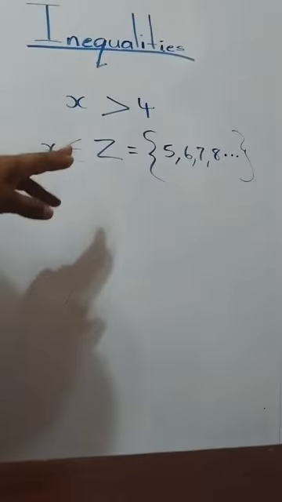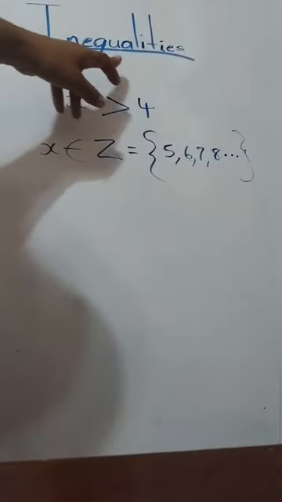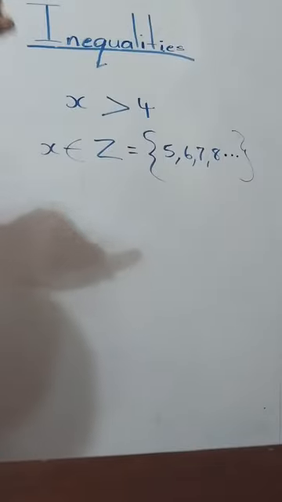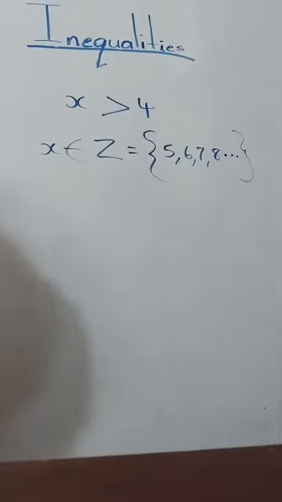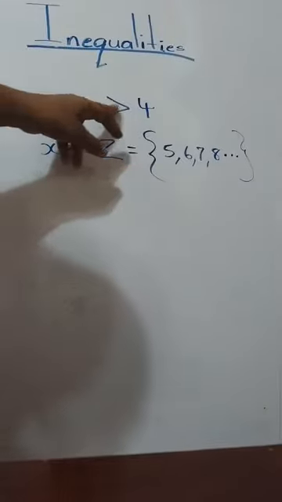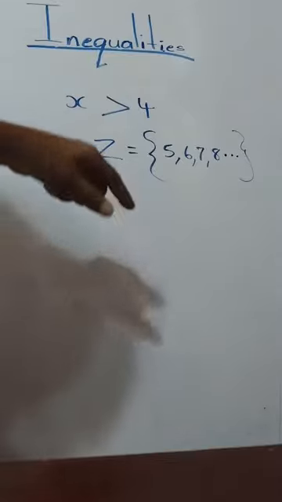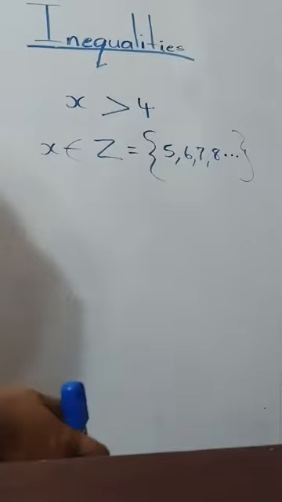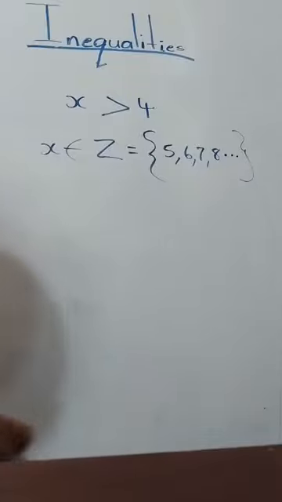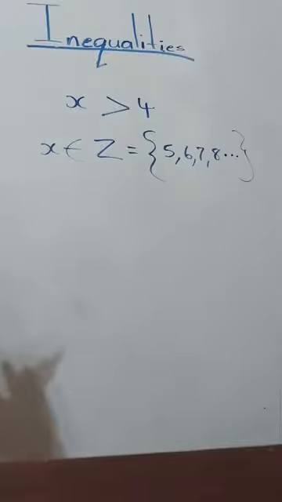So notice that if it's an inequality, there's not one single value of that unknown, but multiple values that could make the statement true. Notice I said make the statement true. So if x is greater than 4, x could be equal to 5. That would make the statement true because 5 is greater than 4. x could be 6. That would also make the statement true because 6 is greater than 4.